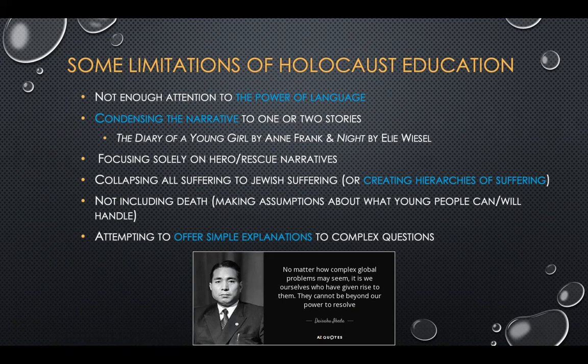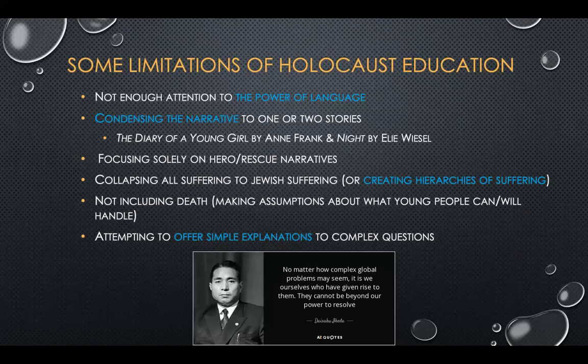So Anne Frank and her family, her diary talks about them being in hiding, and that was not the experience for the majority of people. So to take her story and suggest that that is the story of Jewish suffering during the Holocaust is to collapse a narrative that's much more complex. And again, with Night by Elie Wiesel, which is a beautiful, wonderful book, but it is just one person's story.